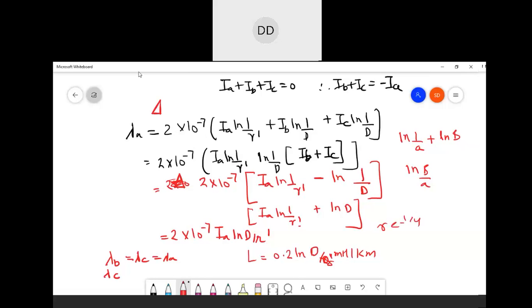Now if you are calculating the same thing for an asymmetrical spacing, that means all the values of d are not equal, that we'll be seeing in the next class, and thank you very much.